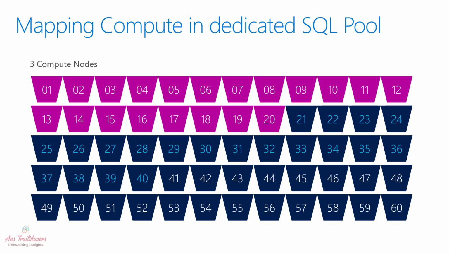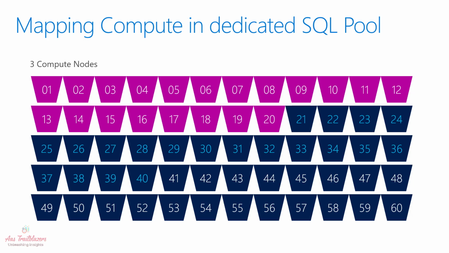If we change the configuration and add one more compute node to this database, because again we have 60 distributions, the distributions get equally assigned to each of these compute nodes. In this case, 20 distributions will be attached to compute node 1, another 20 to compute node 2, and finally the last 20 to compute node 3. So 1/3 of the data will be processed by compute node 1, 1/3 by another compute node, and finally the last 1/3 by the third compute node.